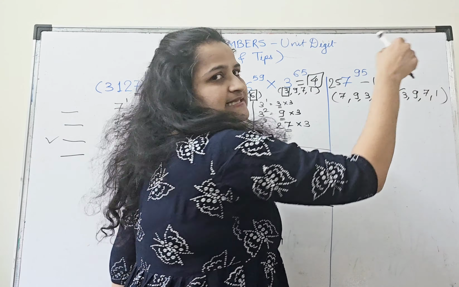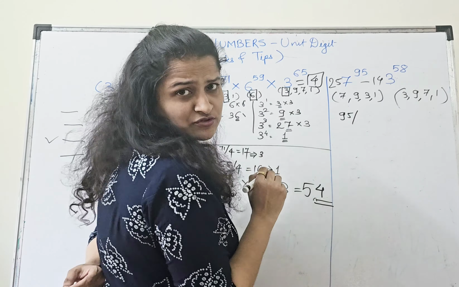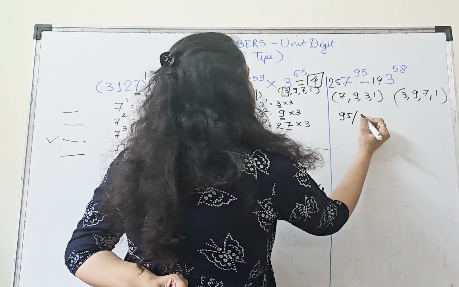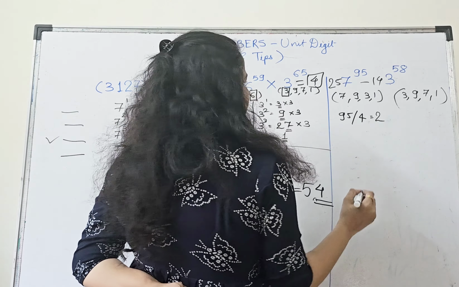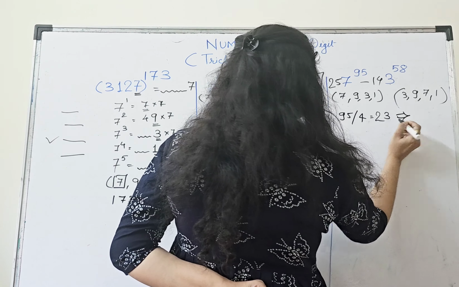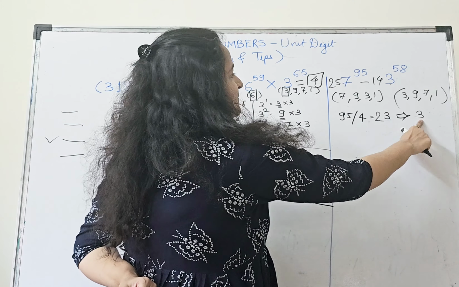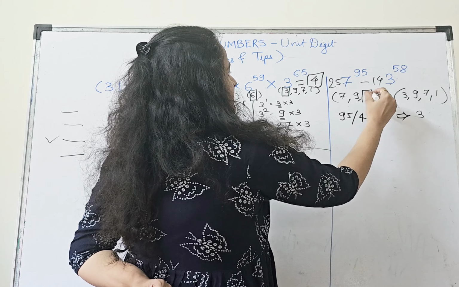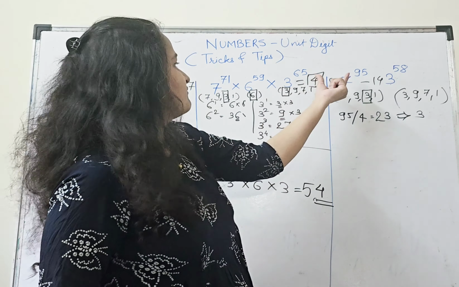Now you need to look at these raised to power numbers. So 95 divided by how much you're going to do here? 4. Because there are 4 numbers in this pattern. What it gives you? 4 2s are 8. 4 3s are 12. So what's the remainder? 3. Correct? 3 is the remainder. So as 3 is the remainder, which is the third number in this? Is this. So that is going to be the unit digit for this first half.